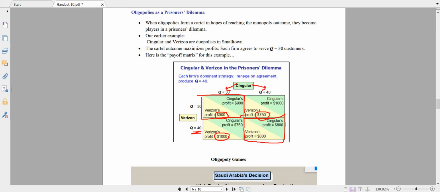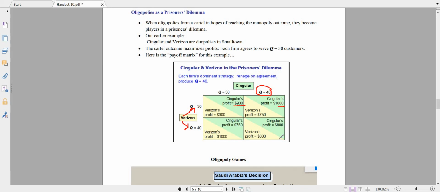Okay. Now, similarly, think from the perspective of Singular. Now you're Singular. If Singular believes that Verizon will stick to the agreement and produce 30 units, Singular is going to compare its payoffs. If it continues to produce 30, its profit is going to be 900. If it increases production to 40, its profit is going to be 1000. What would Singular do? Of course, it's going to increase its production to 40 and increase its profit from 900 to 1000.